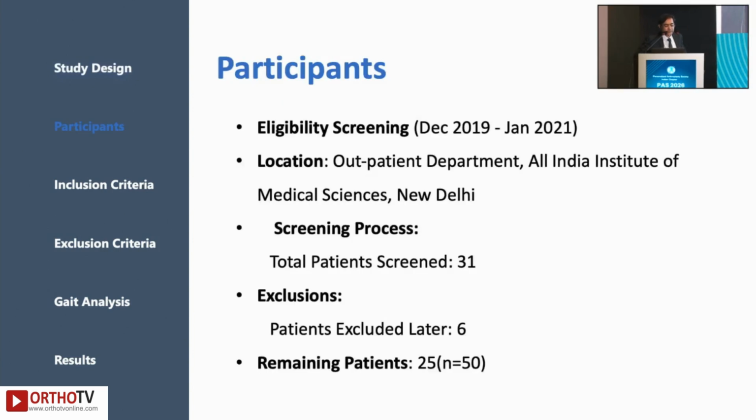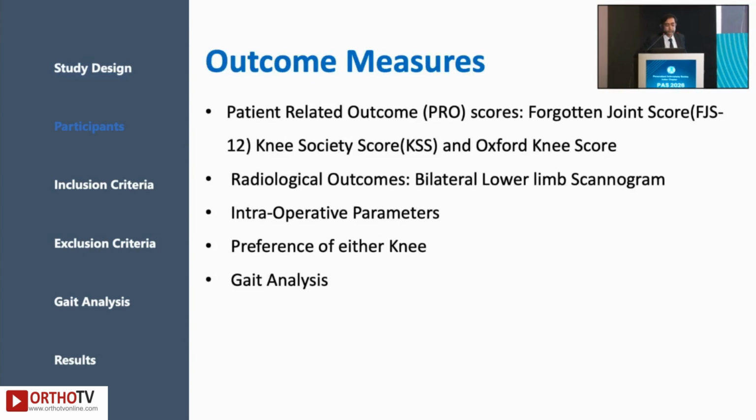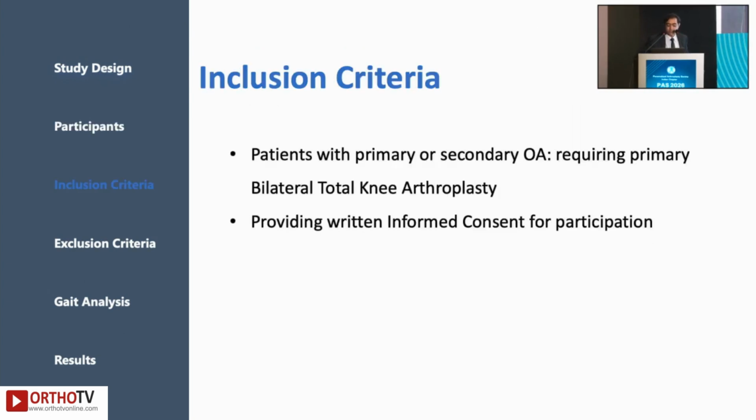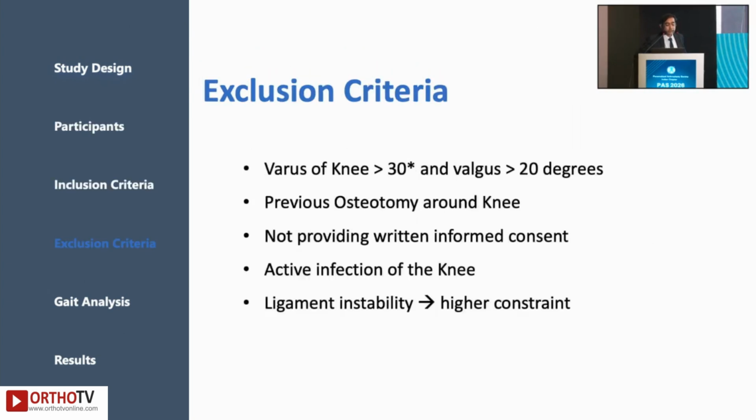This was done from 2019 to 2021 at our institute. We screened around 31 patients and excluded 6. Of those, we did the routine PROMs. The radiological assessment was with scanograms, and all the angles were calculated. Intra-patient, the preference for each of the knees was noted, as well as the gait analysis. Right. The exclusions were any patients who had more than 30 degrees of varus or valgus, or more than 20 degrees, or had any other operation like osteotomy around the knee, or any ligamentous instability where a high constraint was required.